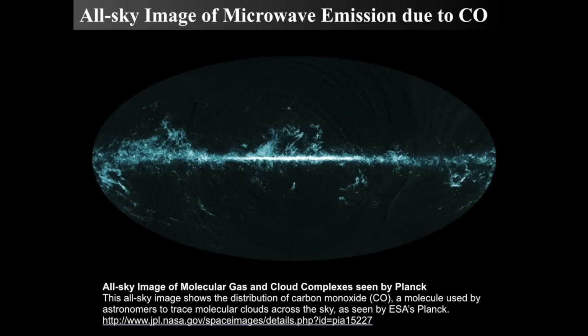Carbon monoxide is much easier to see than neutral hydrogen. However, it's a brighter signal. That's the most important thing. It's a much brighter signal. And carbon monoxide traces the hydrogen. And so where there's carbon monoxide, there's cold hydrogen gas in great abundance as well.